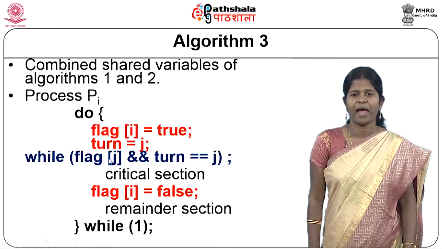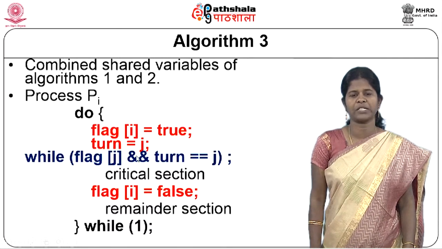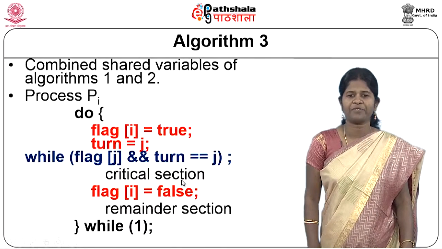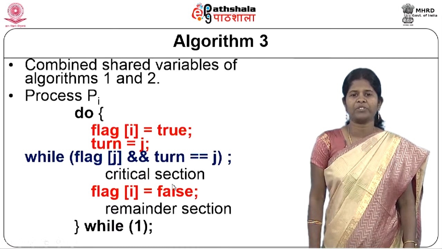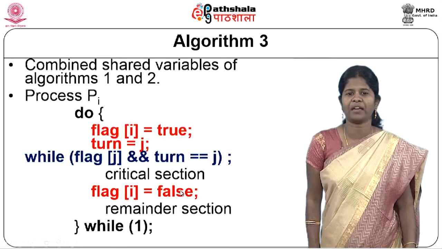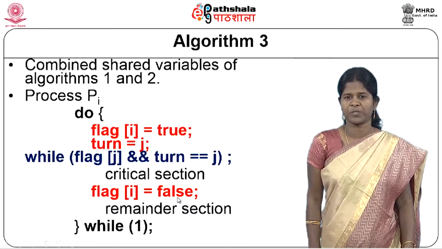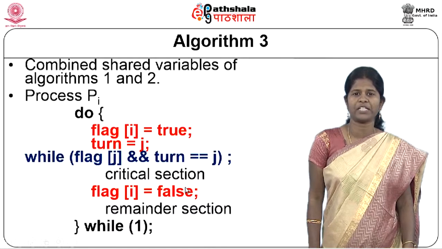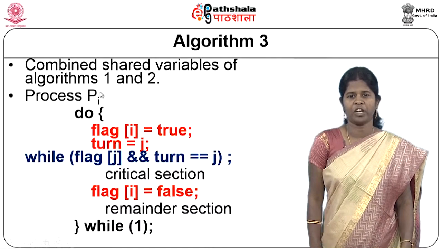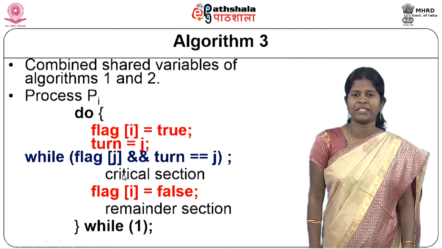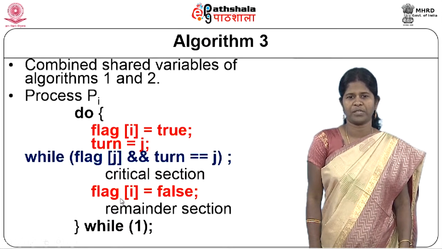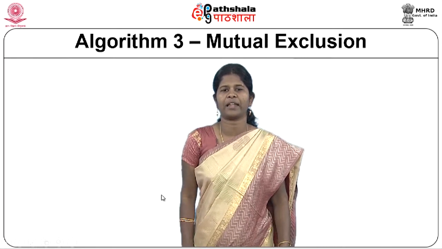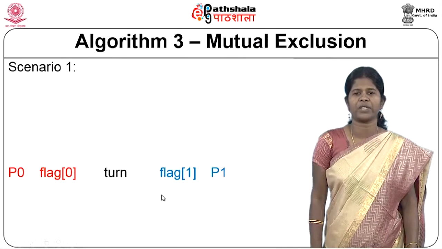So, after this becomes false, this process can enter the critical section, and after coming out of the critical section, it will make the value of its flag false. So, flag of 0 is made false. If process P0 is executing this, it will make flag of 0 equal to false and go to the remainder section. Now, we will see how this algorithm satisfies mutual exclusion.